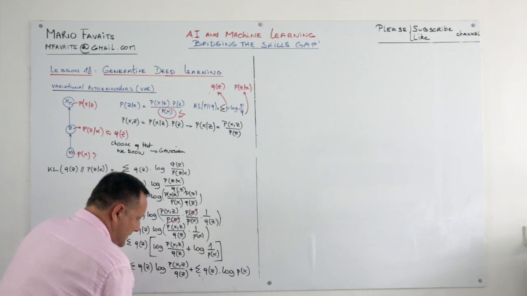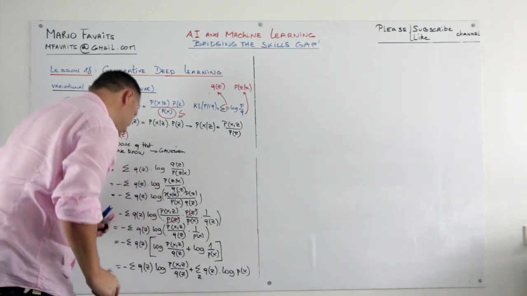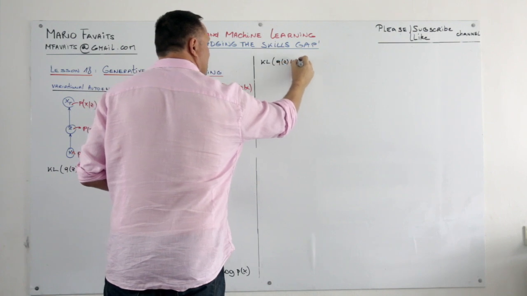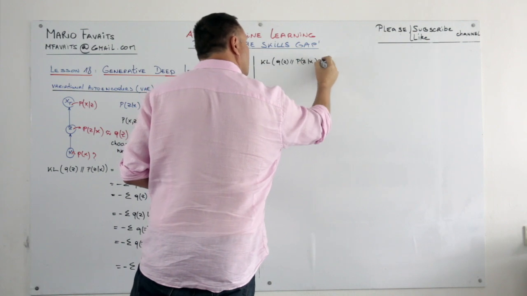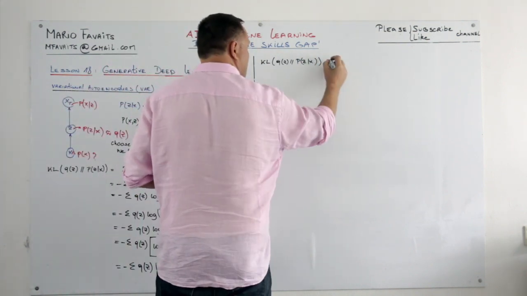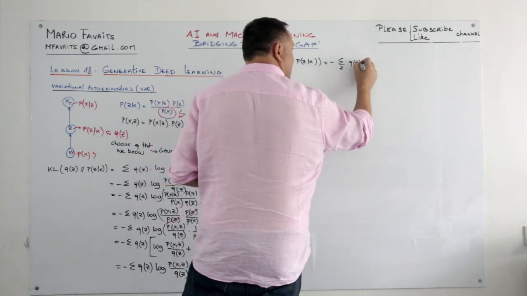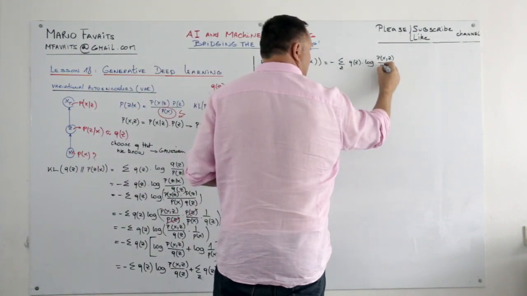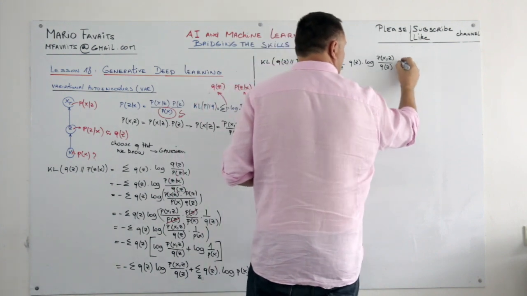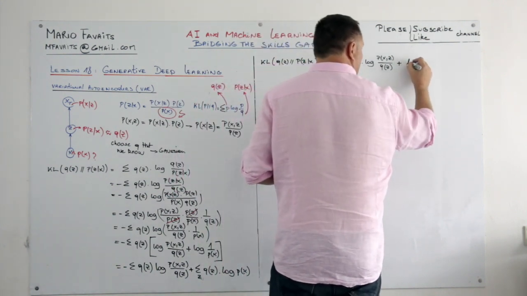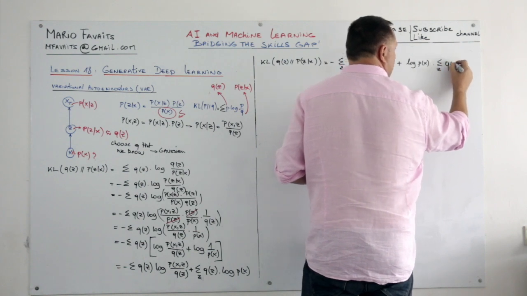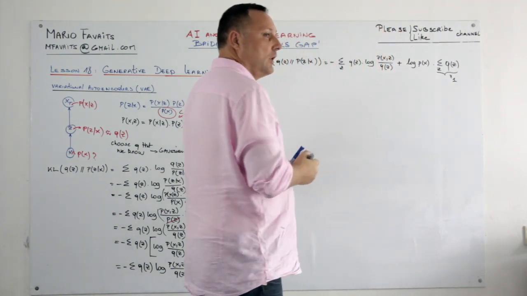This log of P of X does not depend on Z, and basically here we sum over Z. So that means my KL divergence of Q of Z and the probability of Z given X equals this one here, minus the sum over Z of Q of Z times the log of the joint probability of X and Z divided by Q of Z, and then I have plus the log of P of X times the sum over Z of Q of Z. And the sum over Z of Q of Z is nothing more than 1.